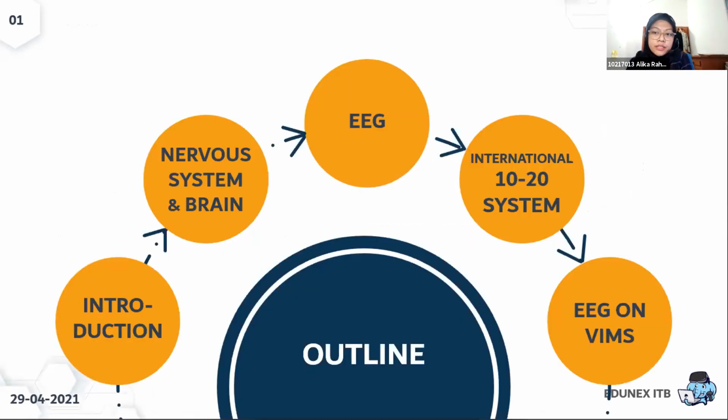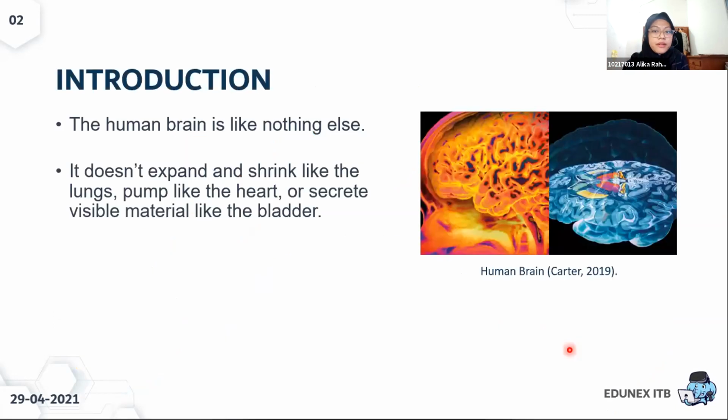The outline of today's talk is: first, the introduction. Second, the nervous system and brain. Third, I will discuss EEG. Fourth, the international 10-20 system. And fifth, lastly, I will show one of the cases, VIMS, and how the EEG can explain this phenomenon.